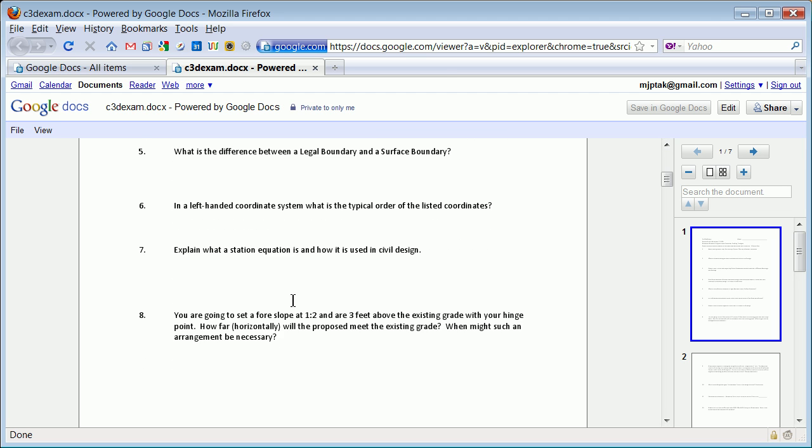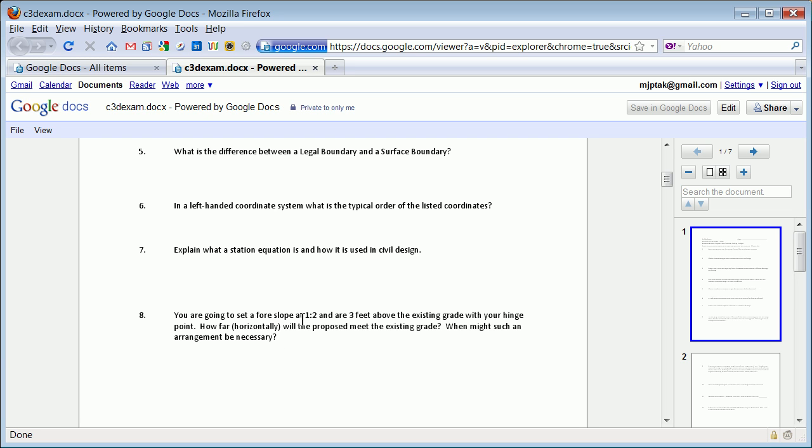Station equation relates the location along 2 stations, or along 2 center lines. Usually we're using it at intersections. We also can use it when we change an alignment, so we don't have to renumber everything.